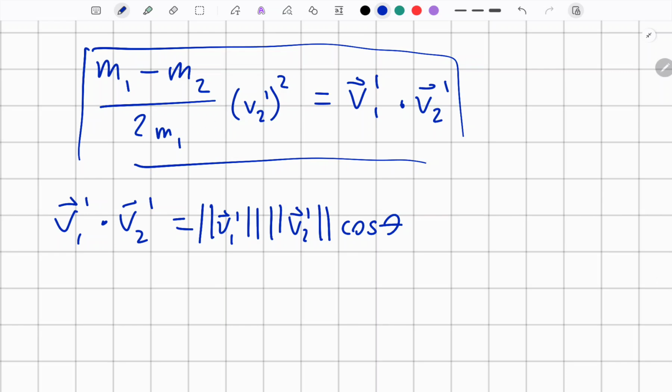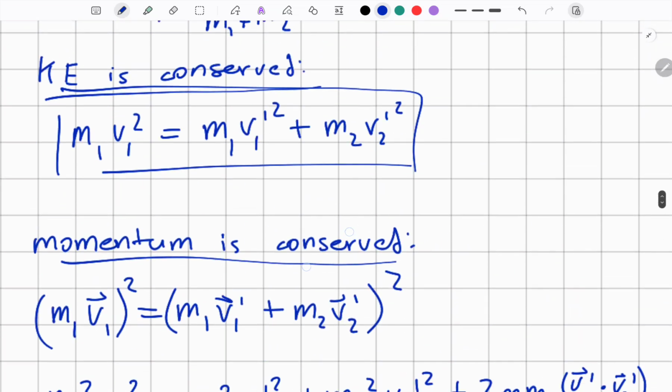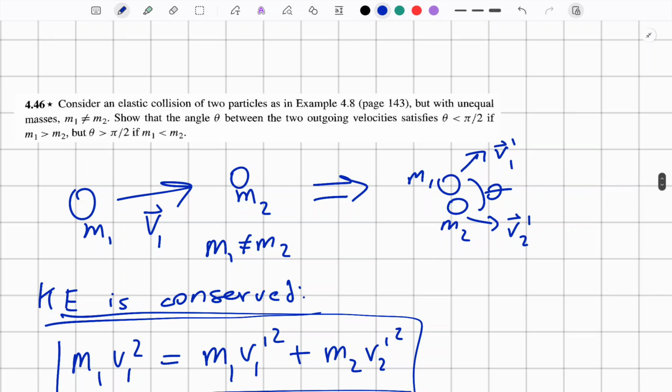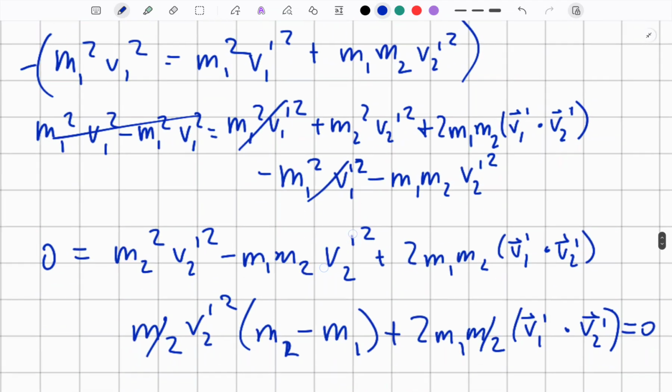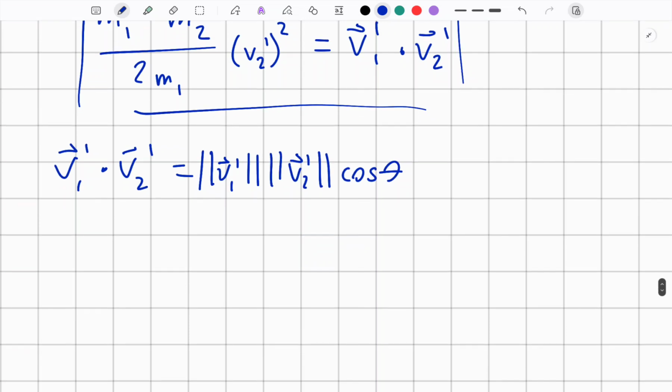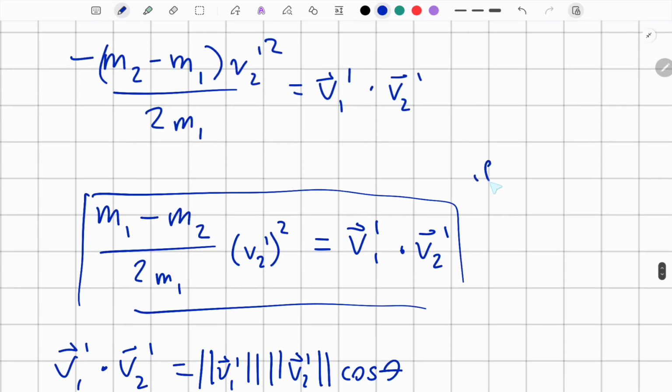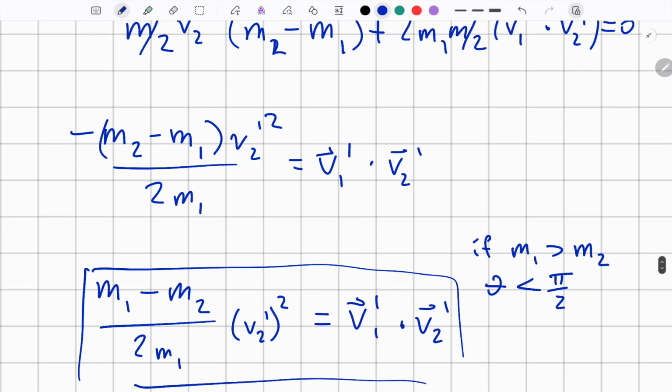if we can see what they're asking us up here, the qualifications: m1 greater than m2, theta must be less than pi over 2. So let's write that down. So if m1 is greater than m2, theta must be less than pi over 2. So when theta is less than pi over 2, that means we're dealing with something in this region right here. Cosine is going to be positive.